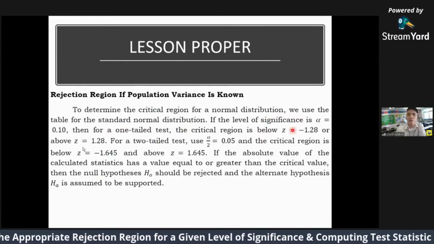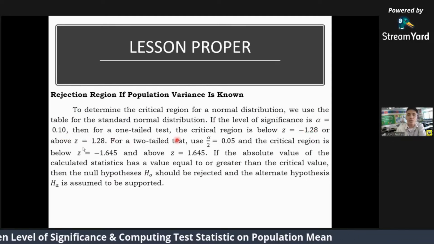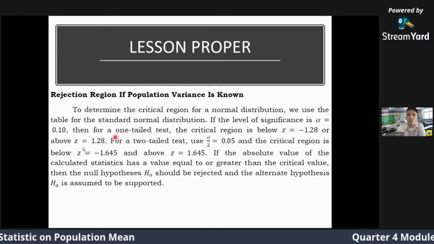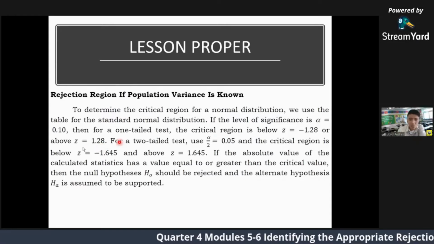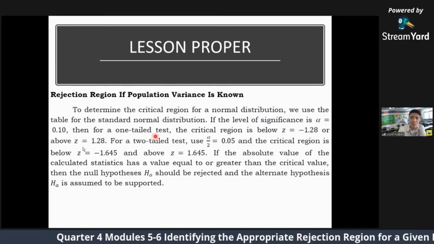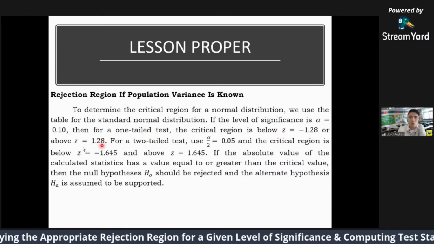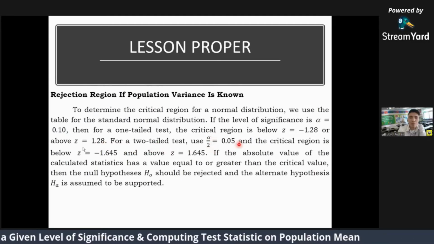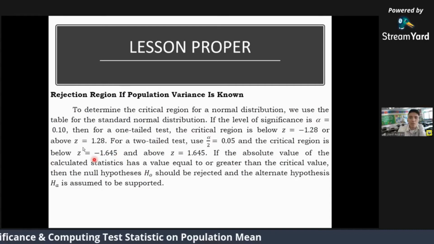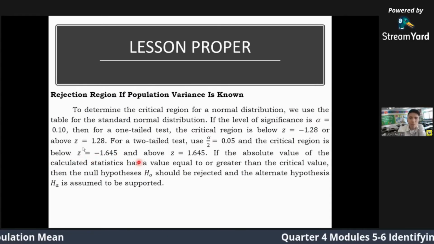If the level of significance alpha is 0.10, then for a one-tailed test, the critical region is below z equals negative 1.28 or above z equals 1.28. So pag one-tailed siya, it's either below your negative or above your positive nga z-score. Pero kung two-tailed siya, kailangan nimo i-divide 2 ang imong alpha and ang critical region pud ana is below the negative and above the positive.